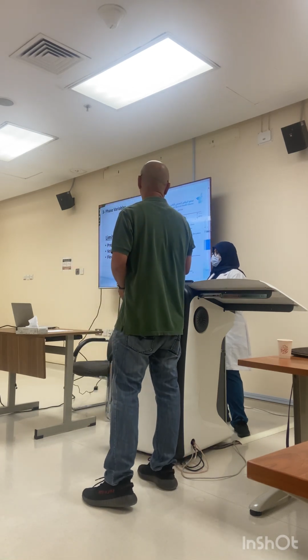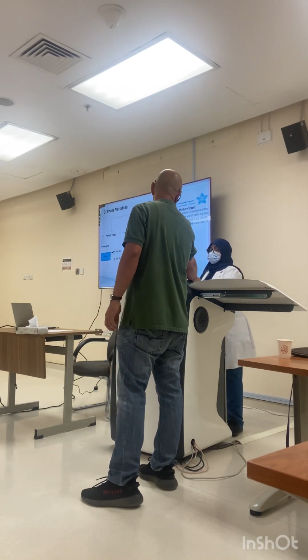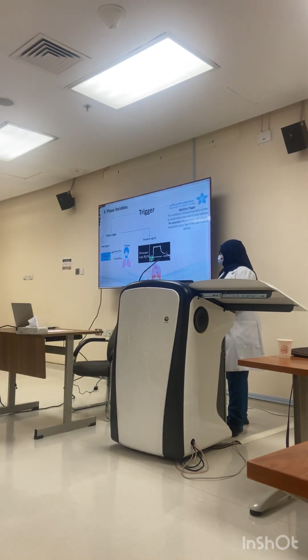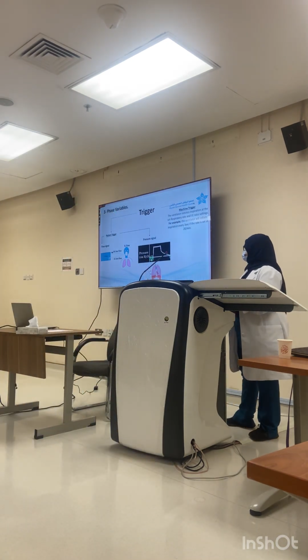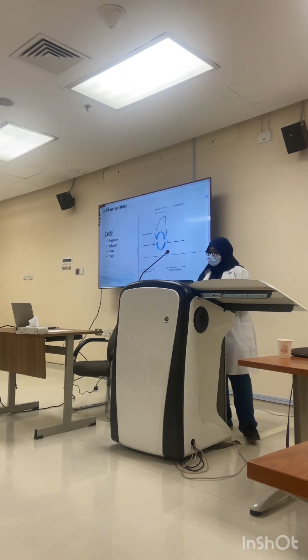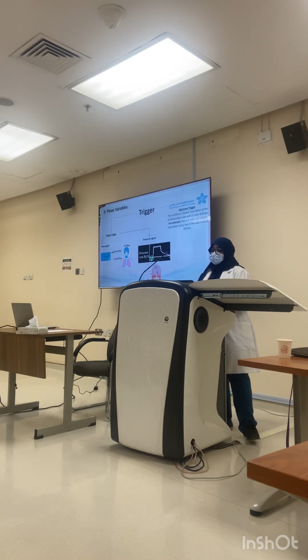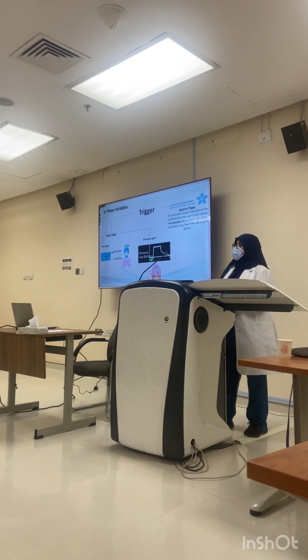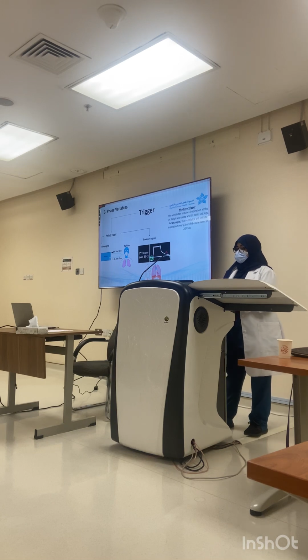So we're going to allow the patient to work for the breath. The patient will be able to make a negative pressure. The ventilator will understand this negative pressure as a pressure signal, and then it will give the patient the breath or assist the patient with the breath.